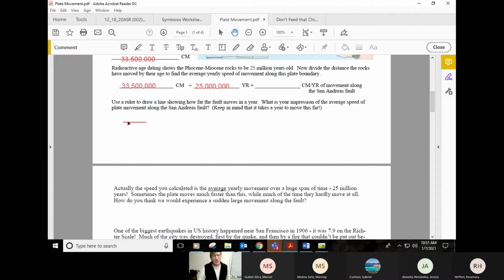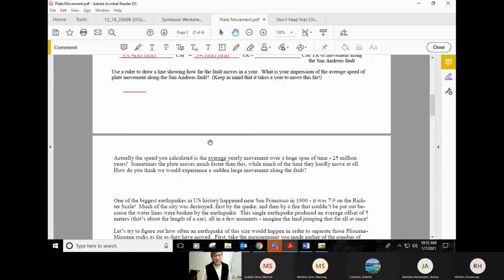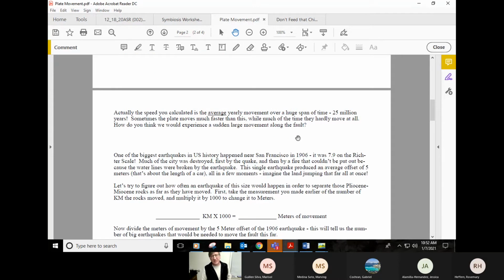It's moved that much every year on average, but some years it might have moved 10 times that. And then for 10 years, it might not have moved at all, and they would average out to being this much. Sometimes the plate moves much faster. Other times they hardly move at all. Now, if there was a sudden large movement along that fault where the rock moved, I don't know, 100 times this amount all at once, how would we experience that? How would we experience a sudden large movement of the rocks along the fault?